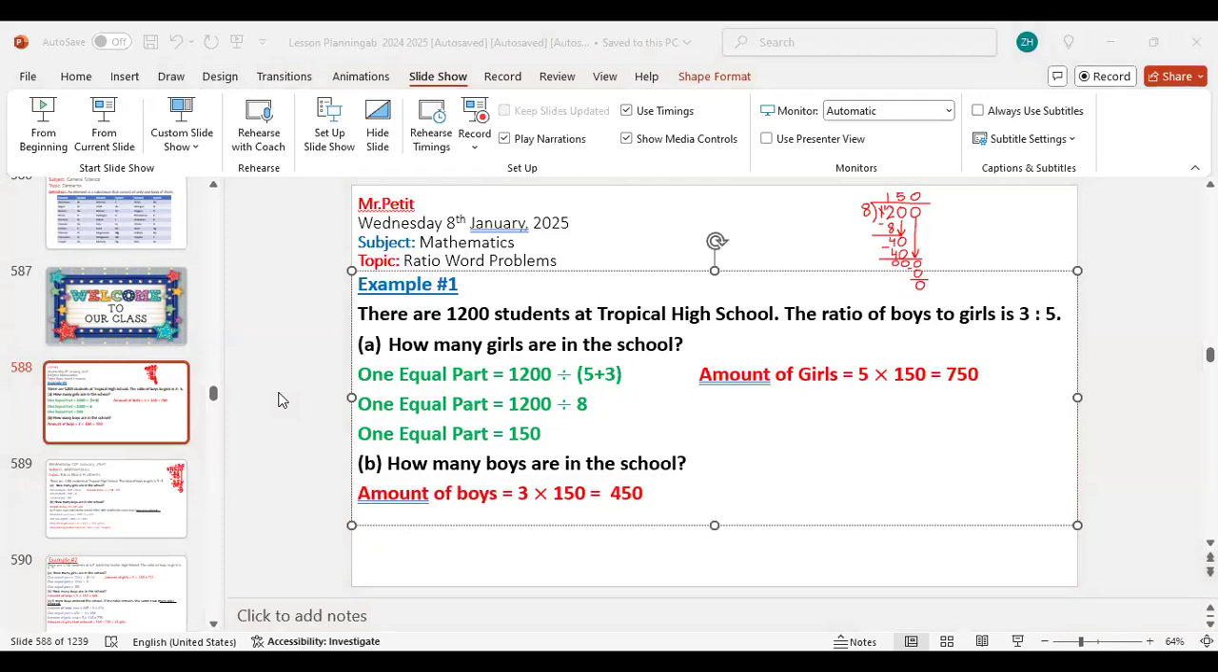Pardon me, Mr. Petit. Would they be okay with it if in the exams you subtracted the 750 from the 1,200 students, or would they want you to do it the way you're doing it now? You could subtract. It's still the same thing. So you could subtract to get your answer, or you can multiply. Both are correct. The key is showing working.